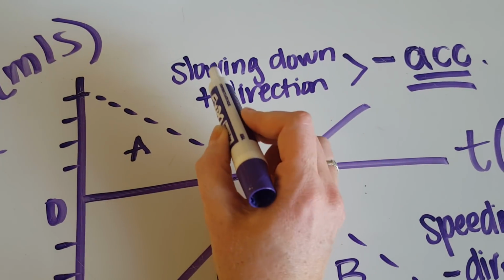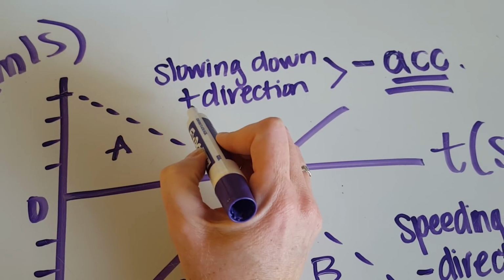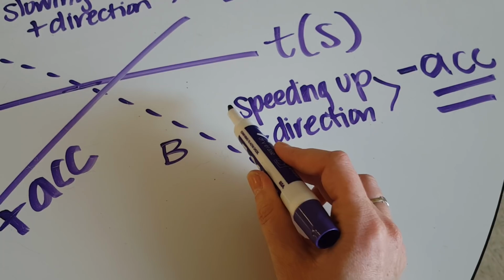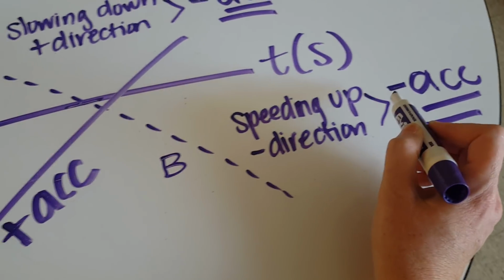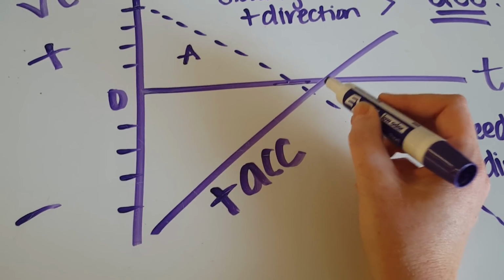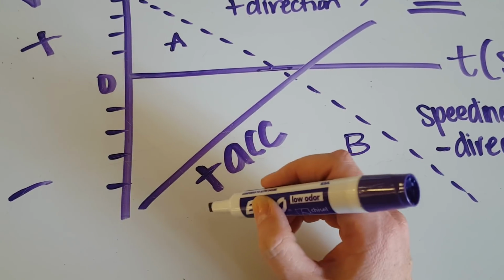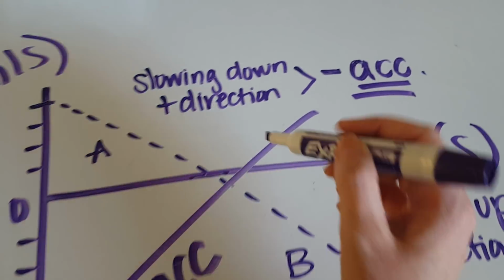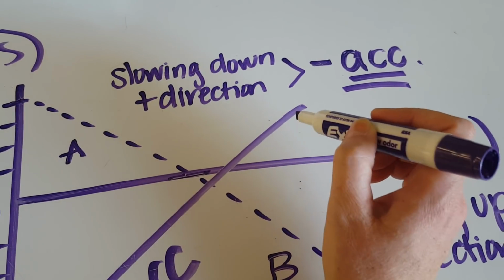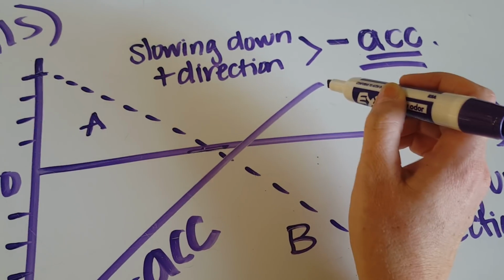Well, if that's true, a negative times a positive results in a negative. A positive times a negative results in a negative. If I slow down in the negative direction, that would be a negative times a negative, which results in positive acceleration. And if I speed up in the positive direction, a positive times a positive results, again, in positive acceleration.